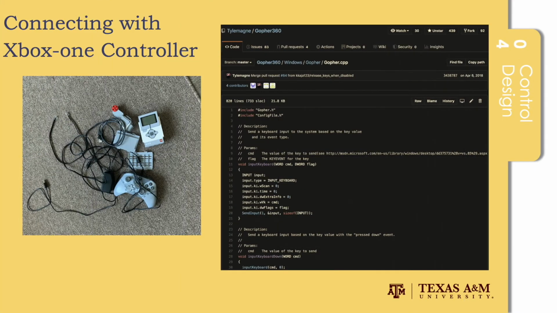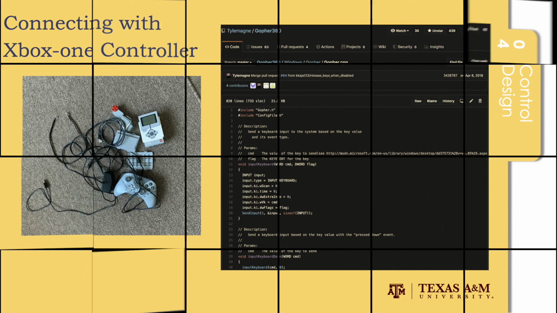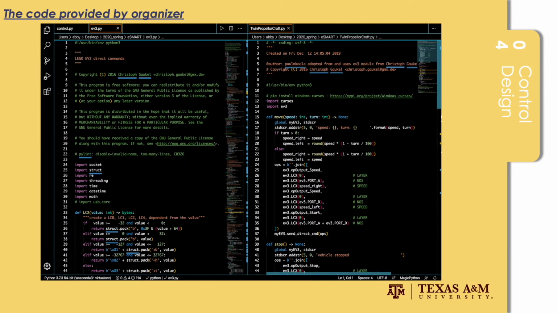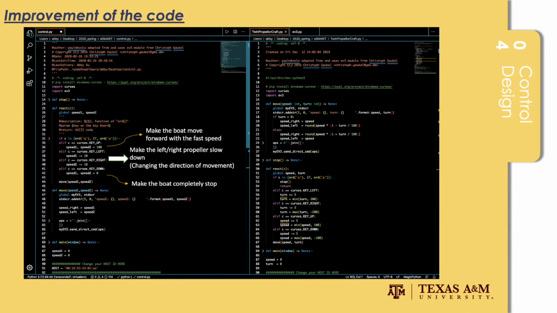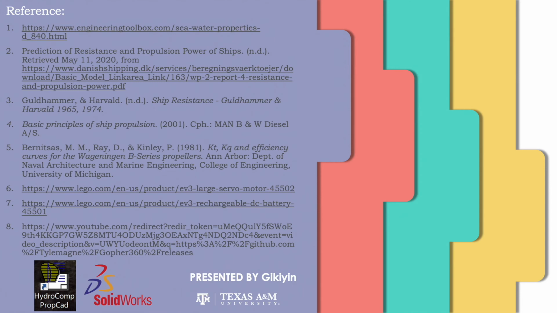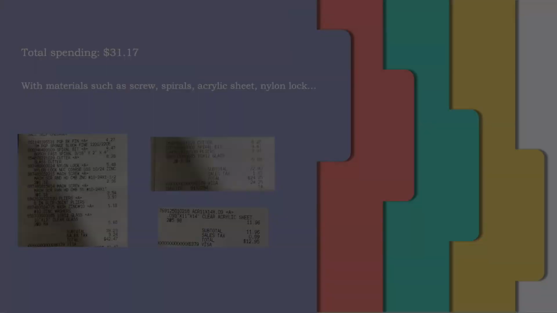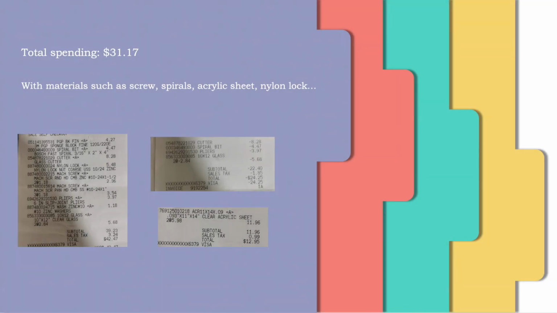We use an application called Gopher to connect computer with the Xbox One controller. Then we improve the code so that we could use the Xbox One controller to control the boat. On this page, we have listed all the applications and documents we have referred during the process. Our total spending is about $30, which is within the 100 spending limit.